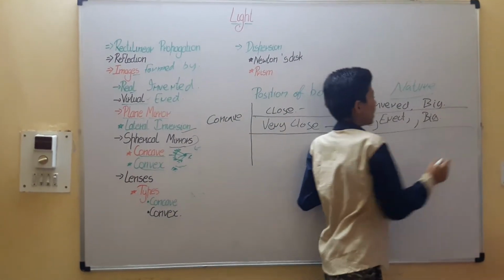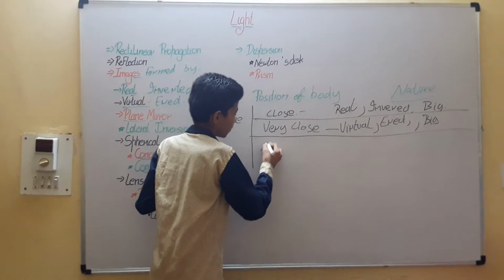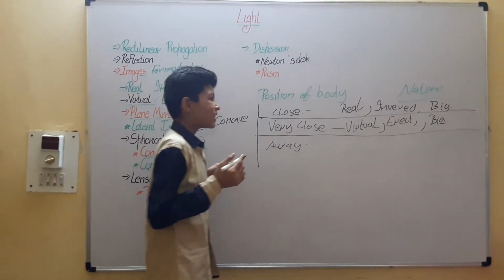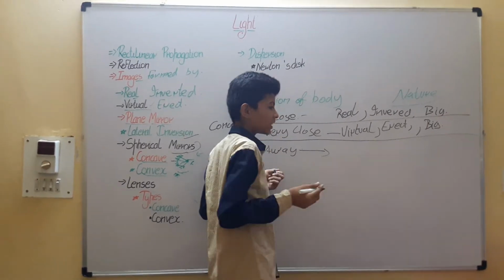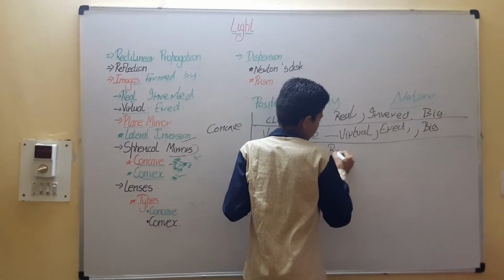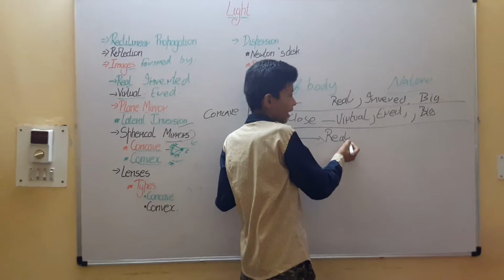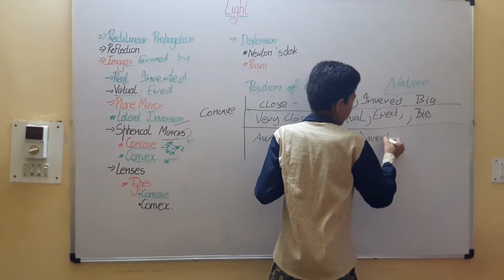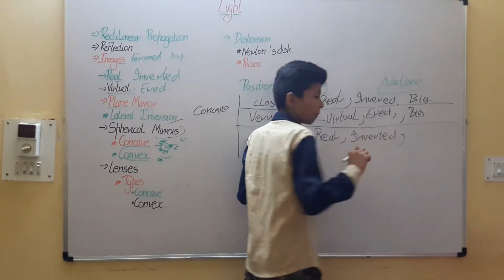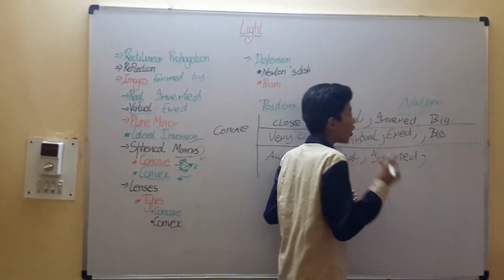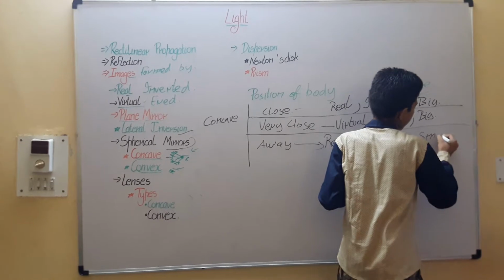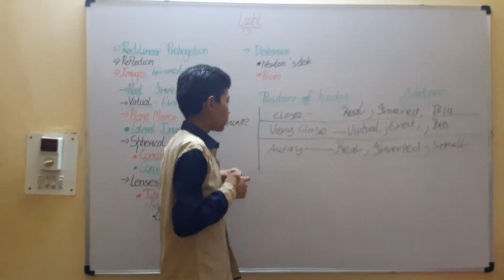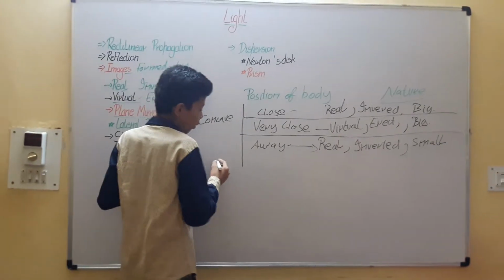Now let's take it away, or very far. Away, you will see it has the following characteristics. It would be real again, and when it is real, it would be an inverted image, but this would be smaller than the body.